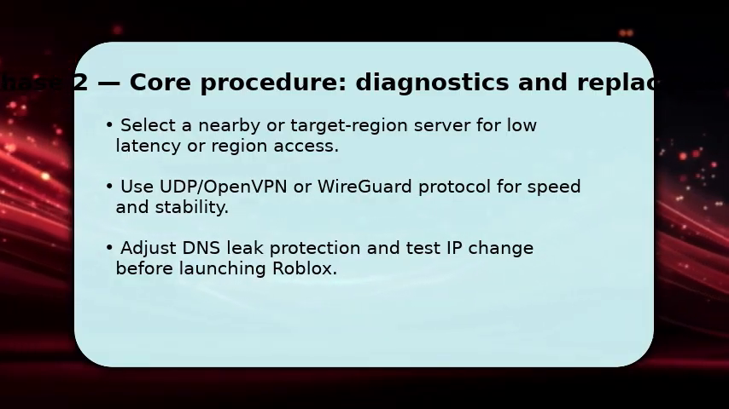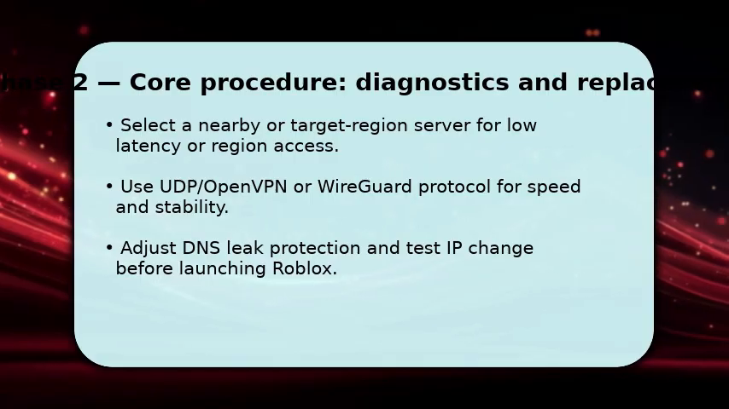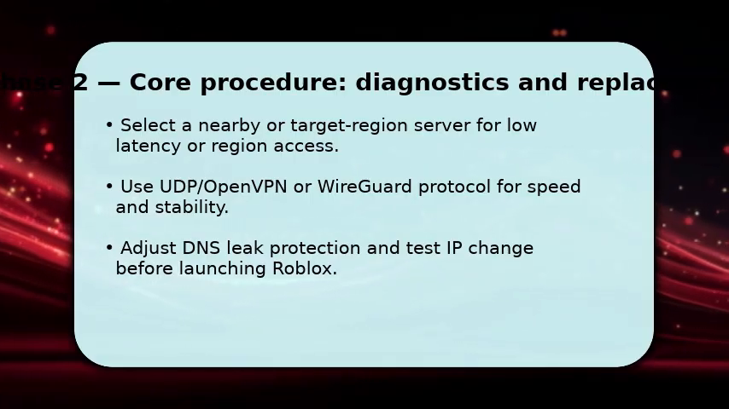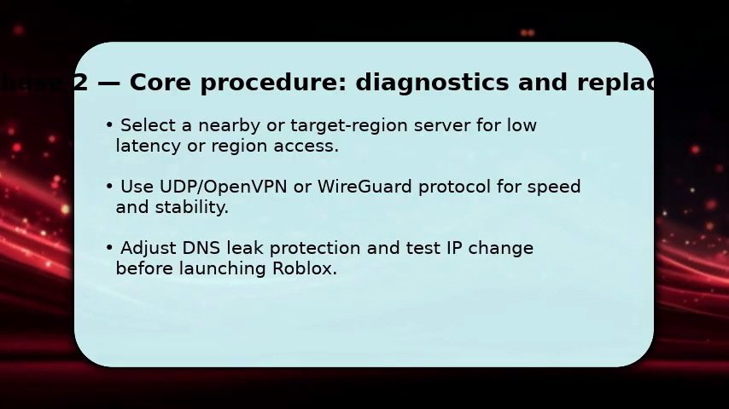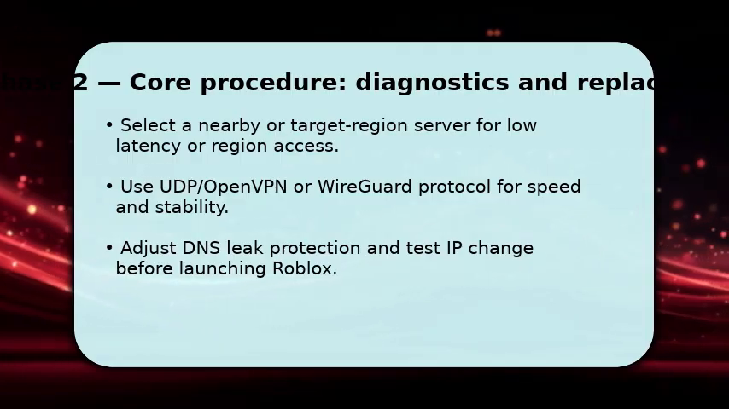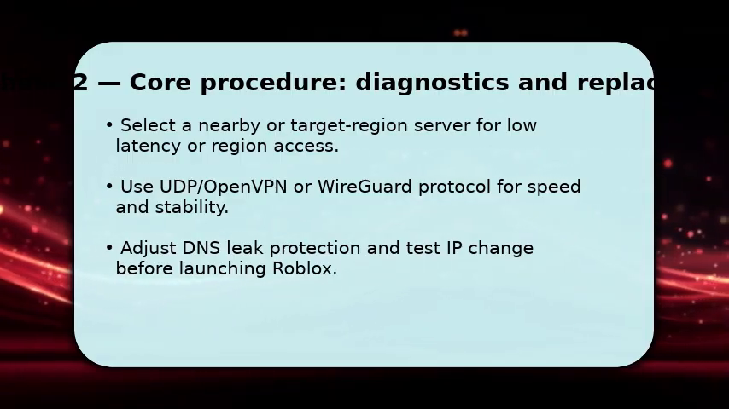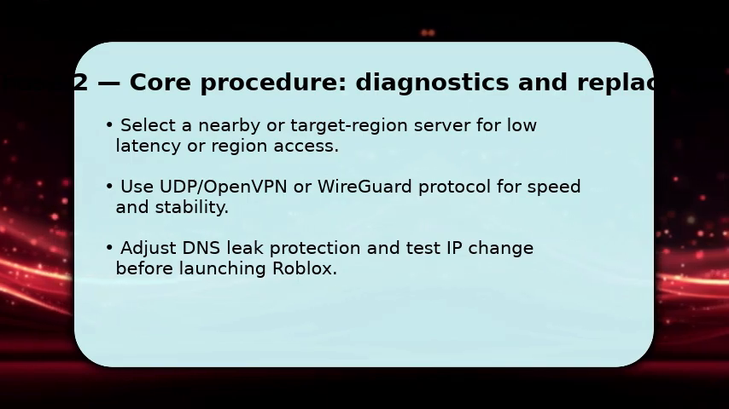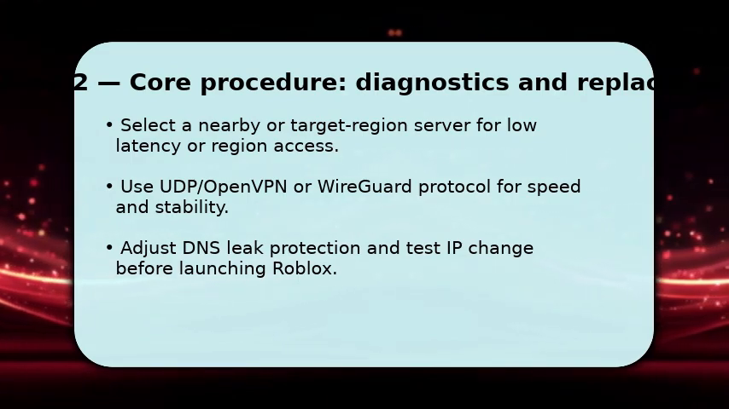Make sure DNS leak protection and IPv6 leak blocking are turned on so Roblox sees the VPN IP only. Finally, run a quick IP/DNS leak test. When the test shows the VPN IP, you should only launch Roblox after the VPN shows a stable connection.